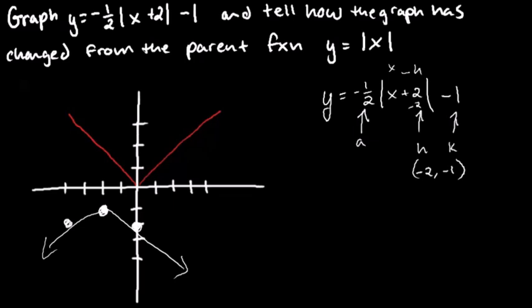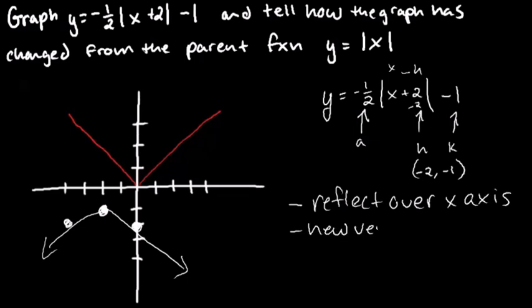And I would say a couple things about this. I reflect over the x-axis. My new vertex is -2, -1, and you could tell me I moved down 1, left 2.